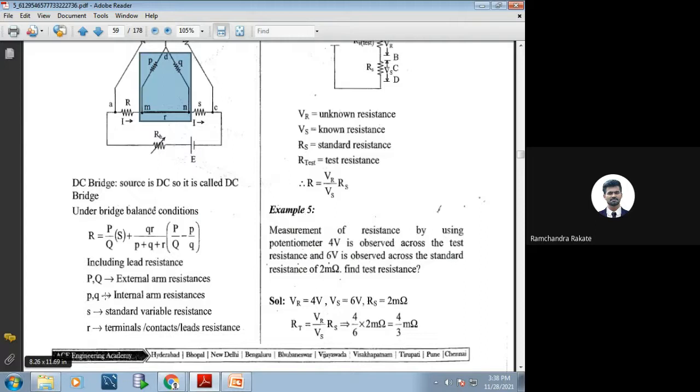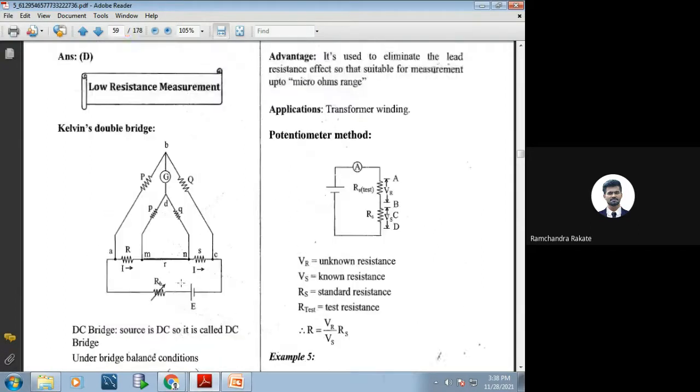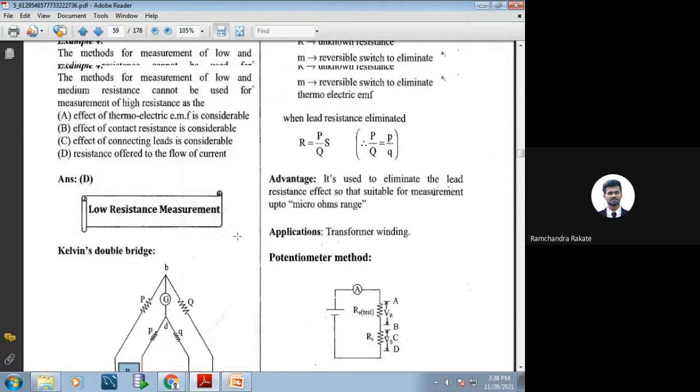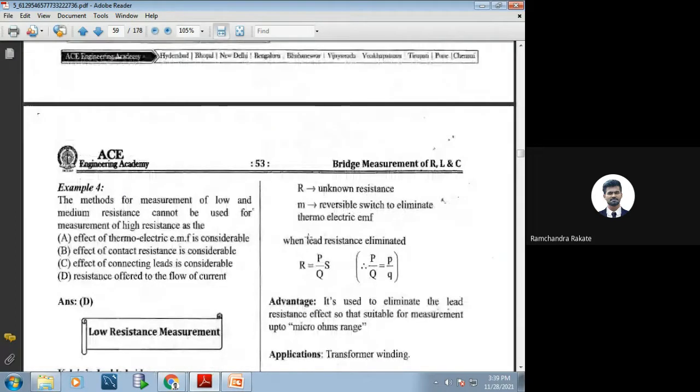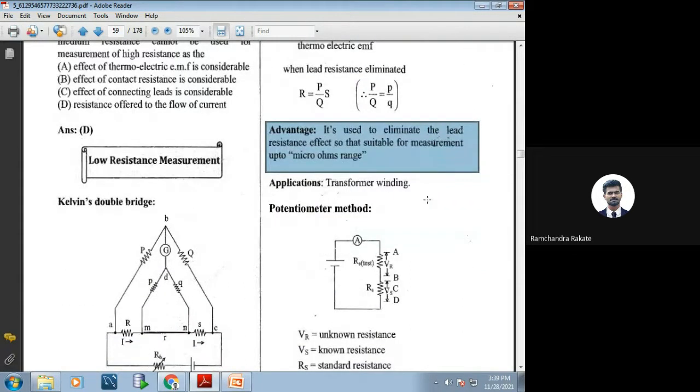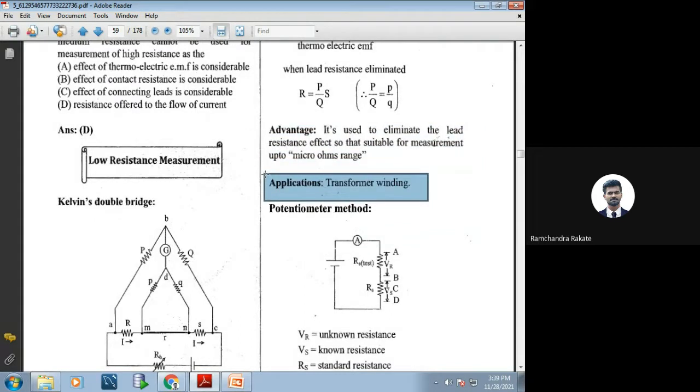So what are these? Let us understand: r is the lead resistance, P and Q are the external arm, and small p and small q are the internal arm resistance. S is the standard variable resistance, and the small r is the terminal or lead resistance. And R is what we need to find out, that is nothing but your unknown resistance. The advantage is that it is used to eliminate the lead resistance effect, so it is suitable for measurement up to the micro ohm range, and this is the best application for transformer winding. The smallest part of a resistance can be measured with this Kelvin double bridge.